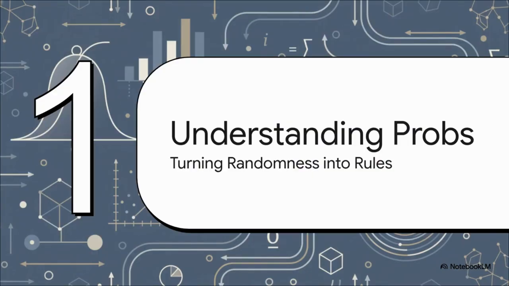Okay, so we've got our random variables. Now what do we do with them? How do we organize all that potential randomness? Well, that's exactly where probability distributions step in. They provide the framework, the set of rules that helps us turn what looks like total chaos into something predictable.